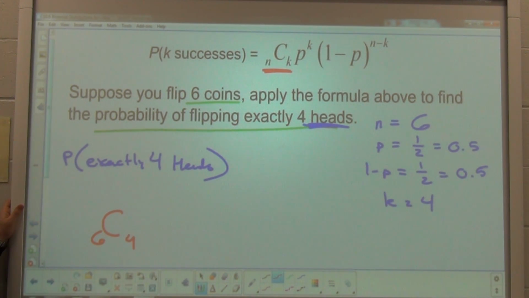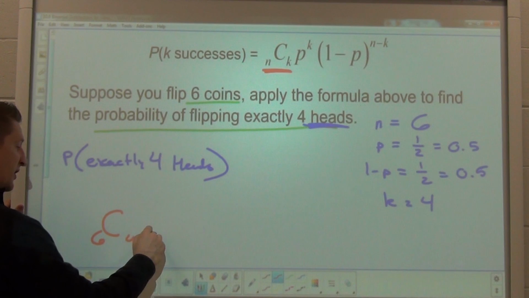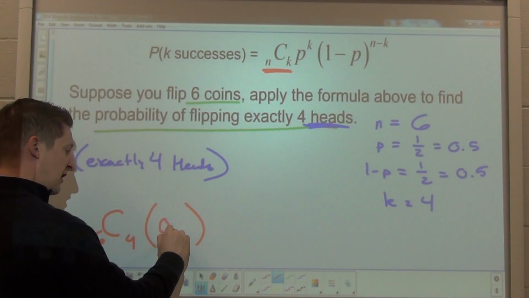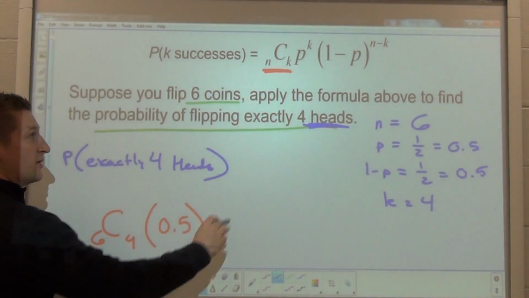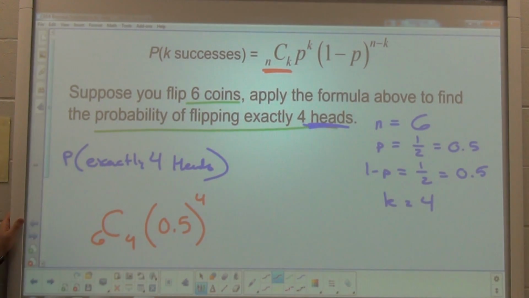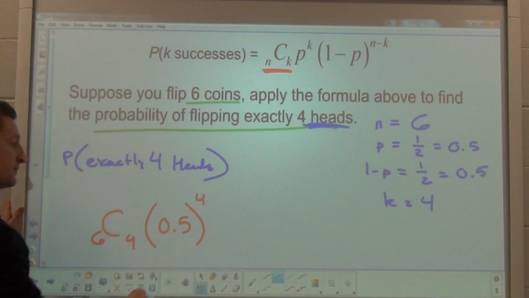So 6C4 is what I start with. Whatever that is, I'm going to multiply that times the probability of success, which in this case is 1/2 or 0.5, raised to the k power. The k power, again, is the same as it is here. Well, there's 4 different coins that I want to be heads.